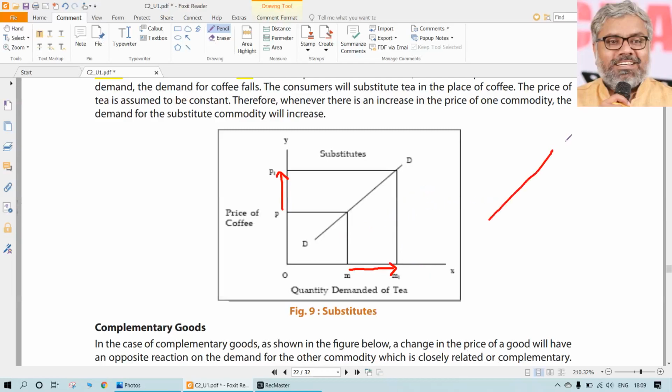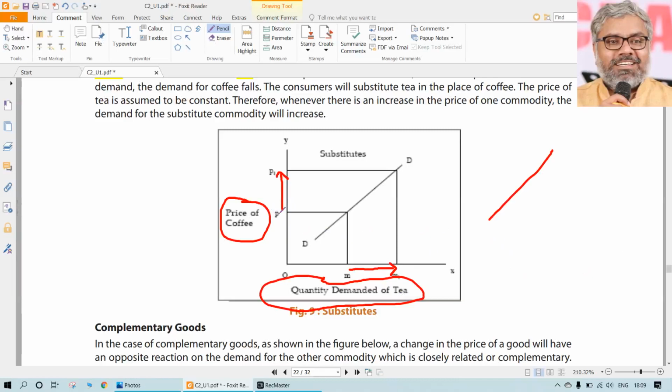Naturally, when there is a direct relationship, the line goes upwards from left to right. If there is an inverse relationship, it would go downwards from left to right. Since there is a direct relationship, it is upwards from left to right. Where is the direct relationship? Between the price of coffee and the quantity demanded of not coffee, but of tea. This product is different, that product is different. For this product we are looking at the price, for that product we are looking at quantity demanded. So when the price of coffee increases, the quantity demanded of tea also increases.